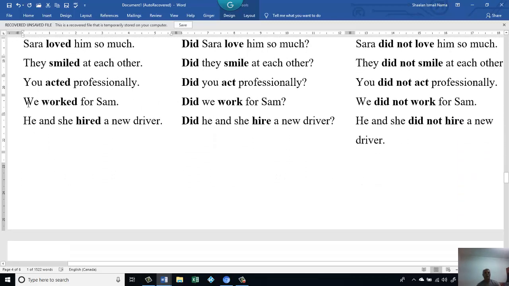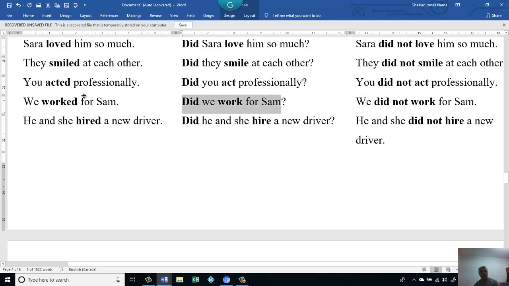For example, if you look here, we worked for Sam. Here, I know it happened in the past because I have ed here. Or to be on the safe side, sometimes if we structure a sentence and we don't know whether it is in the past or not, then we could add did in the front, then we delete ed. For example, as we did here. Did we work for Sam? Then we say yes we did, or no we did not.